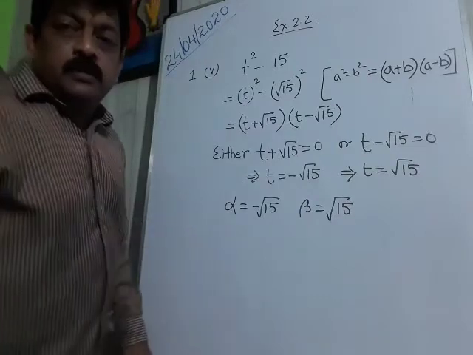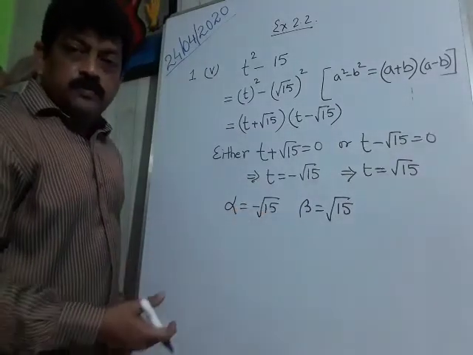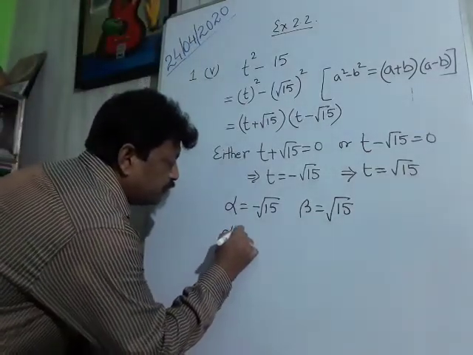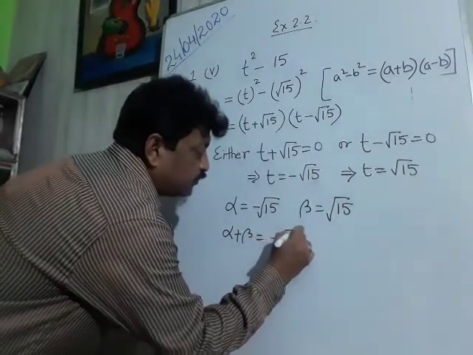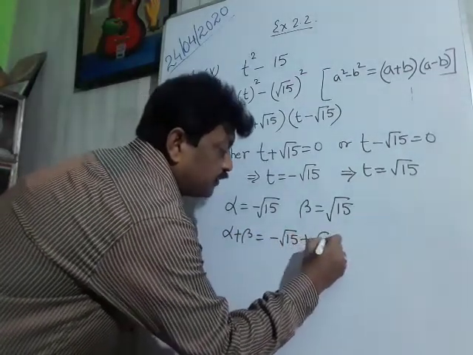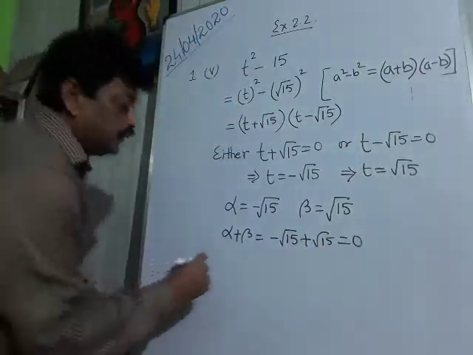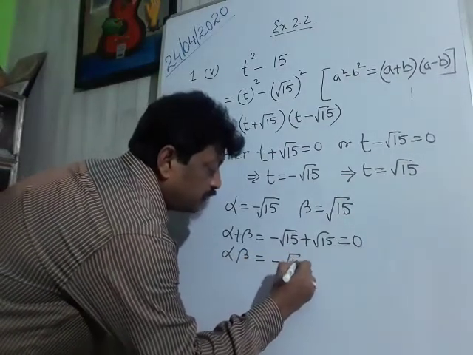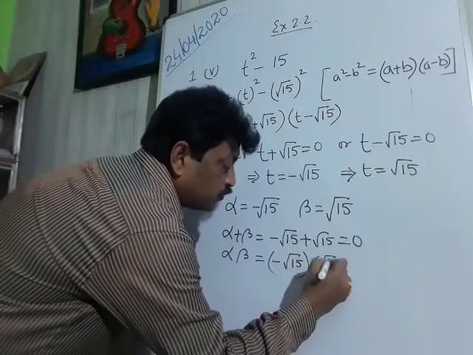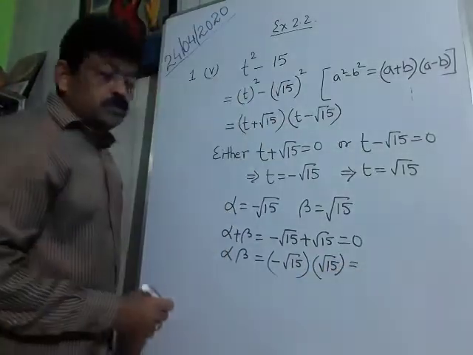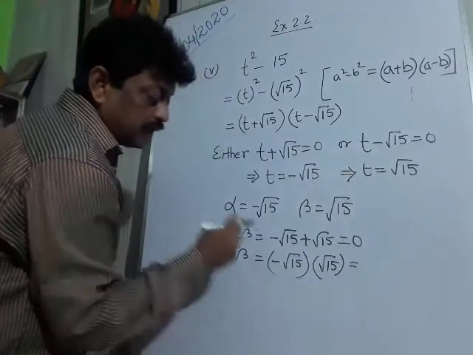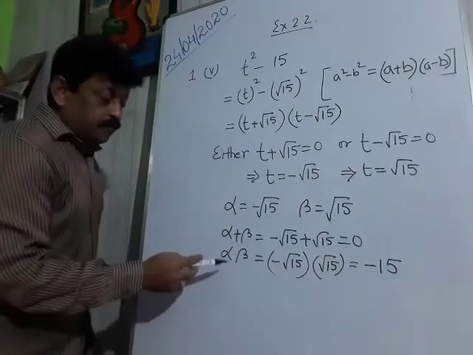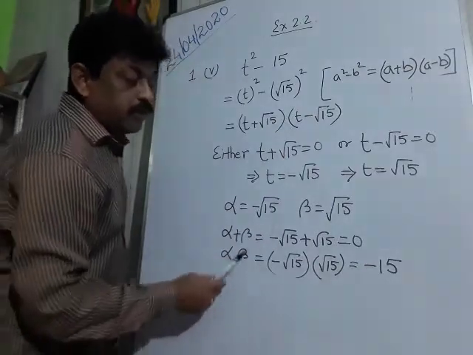As you know, these are the zeros. We have to find the sum of the zeros and the product of the zeros. So let us see what that is. Sum of the zeros means alpha plus beta, minus root over 15 plus root over 15, so that is 0, and alpha into beta, that is the product of the zeros, minus root over 15 into plus root over 15. So the root will be cancelled, it will become 15 and the sign is minus, so it will become minus 15. Thus we have got the value of the sum of zeros and the product of the zeros.